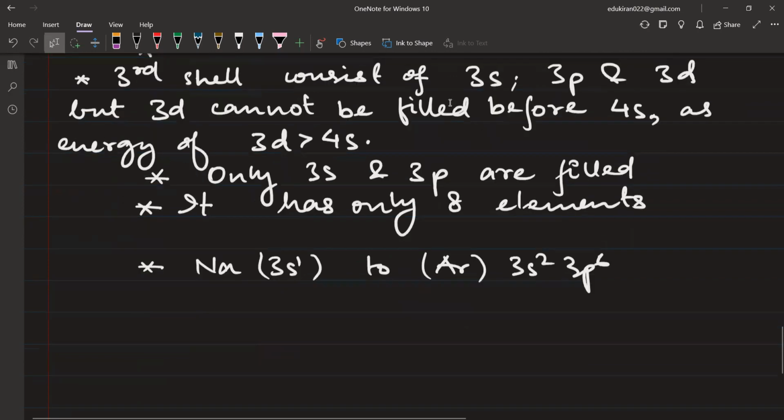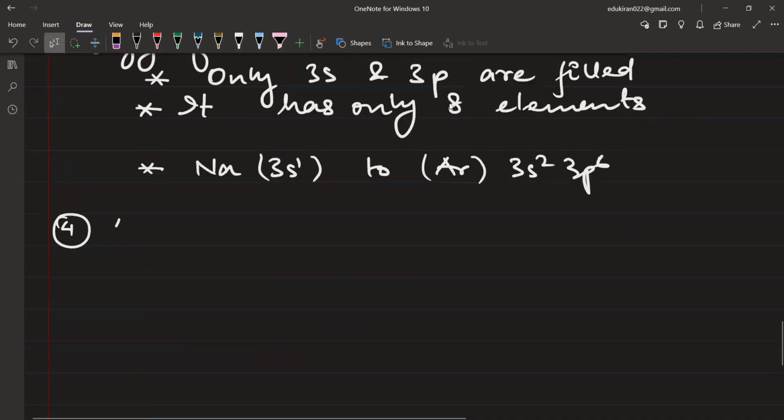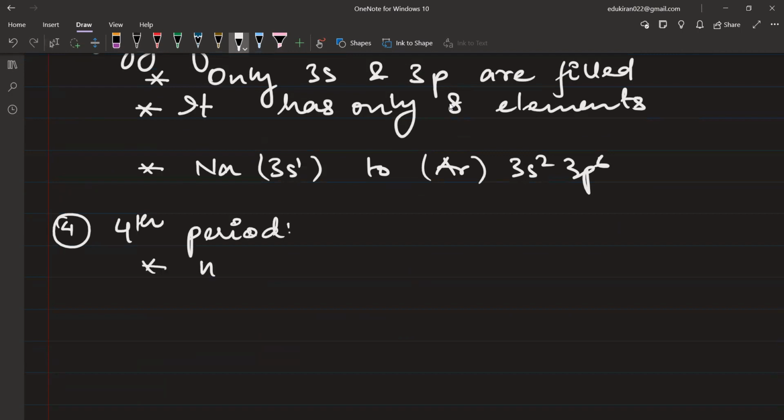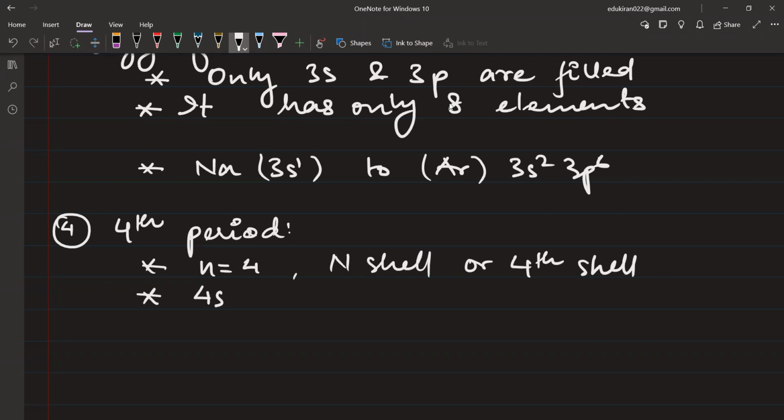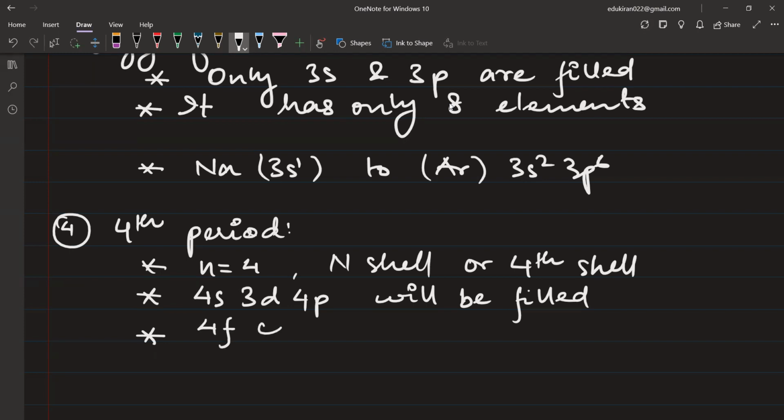Now wait for the fourth period. Here n is equal to 4. It is the N shell, or we can say the fourth shell. Here we have to fill the 4s, then the 3d, and then the 4p will be filled. That is why this fourth period has 2, 6, and then 10, 18 elements. We also have the 4f subshell, so you will write that 4f cannot be filled.